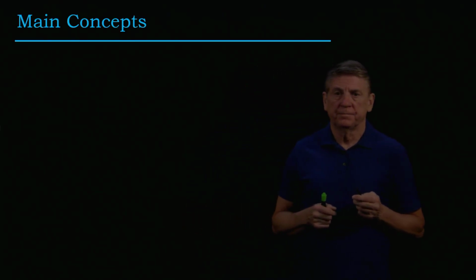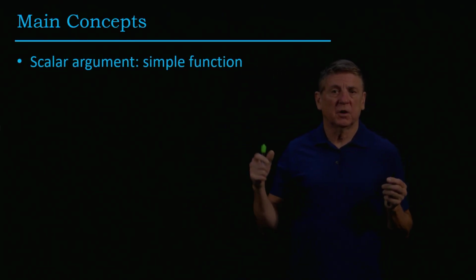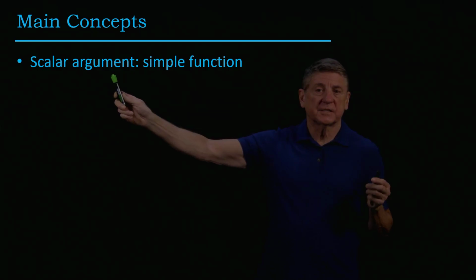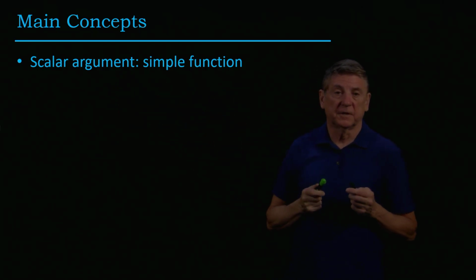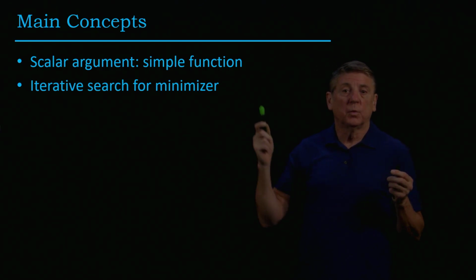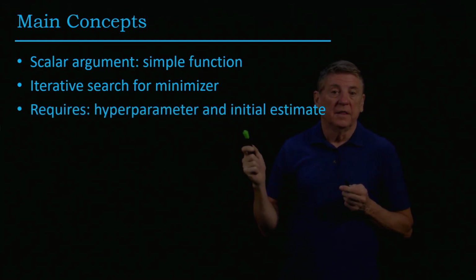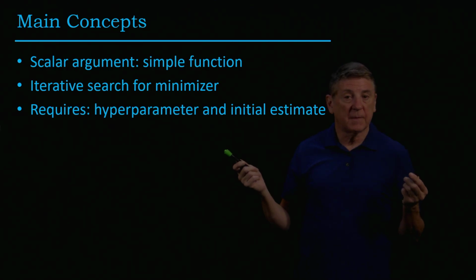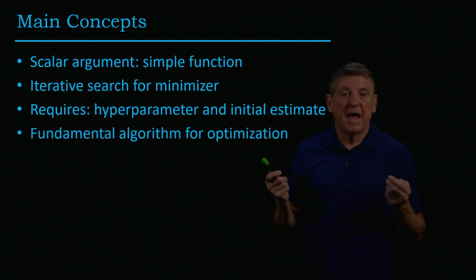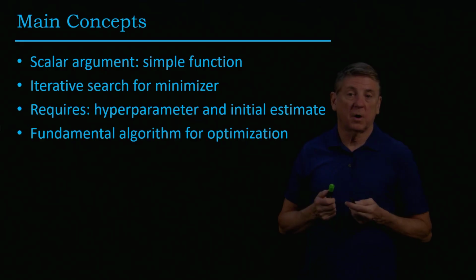Welcome. In this class, which has multiple sessions, we'll explore how to do very simple numerical optimization with the goal of applying this to an artificial neuron. The main concepts for this class are that a function with a scalar argument is a relatively simple function in mathematical terms, and we'll iteratively search for a minimizer of this function. This will require that we compute a hyperplane and initial estimate, and this is a fundamental algorithm for optimization.